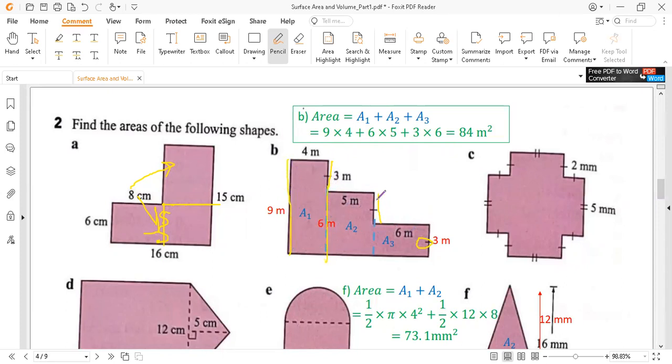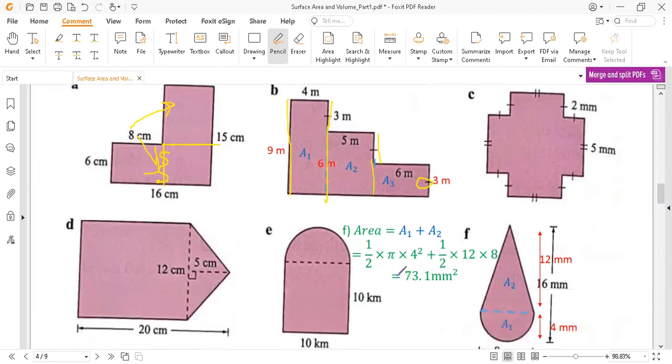9 minus 3 is 6, and this one is 3. So normally it is easy to complete: 9 by 4 plus 6 by 5 plus 3 by 6. This is easy also. Okay.